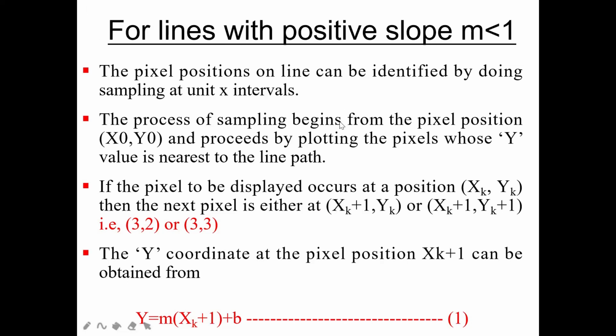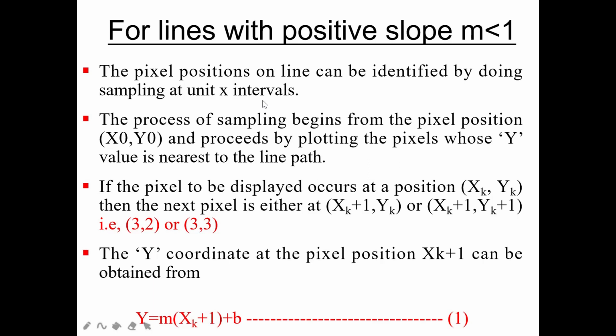In Bresenham's line algorithm, we will have the slope. You know that already from the DDA algorithm, where we calculated the value of the slope. So m will always be equal to dy by dx. The same concept we are going to utilize here also. The first point is that the pixel positions on a line can be identified by sampling at unit x intervals. So first we have to sample, or divide, all the pixel positions at unit x intervals.